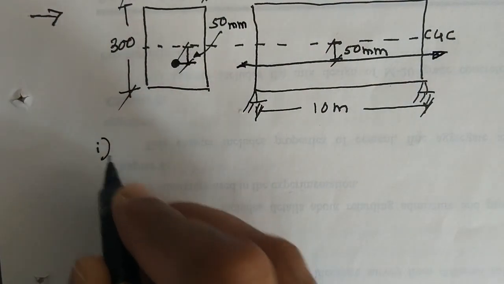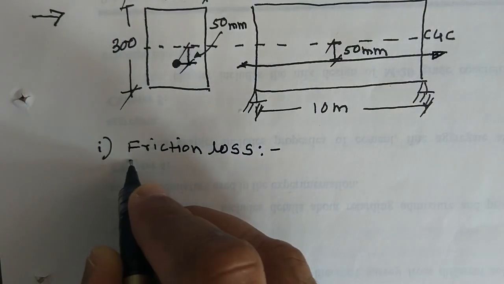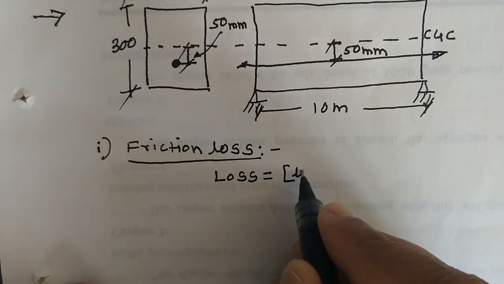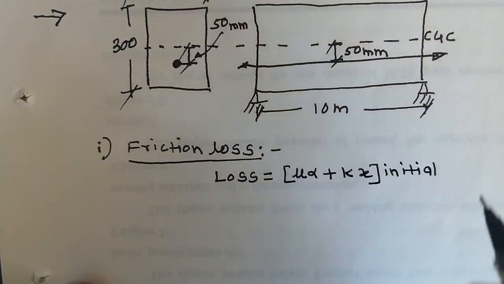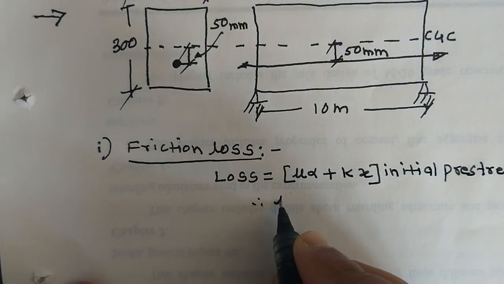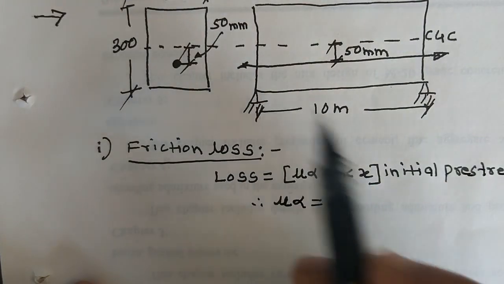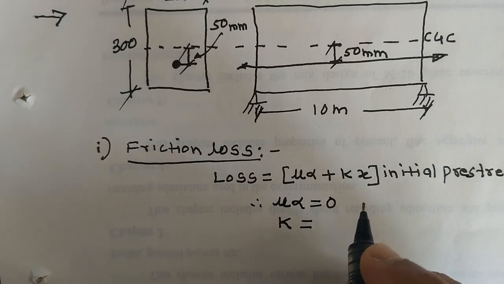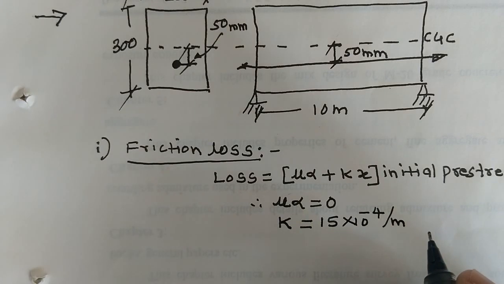So let us calculate the first loss, which is the friction loss. We know that there is one direct formula to find out the friction loss. Friction loss is equal to (mu alpha plus kx) into initial pre-stress. So here the mu and alpha term is 0 because the tendon profile is straight. Then the value of k is given. The value of k is friction coefficient 15 into 10 raised to minus 4 per meter. This value is given in the question.